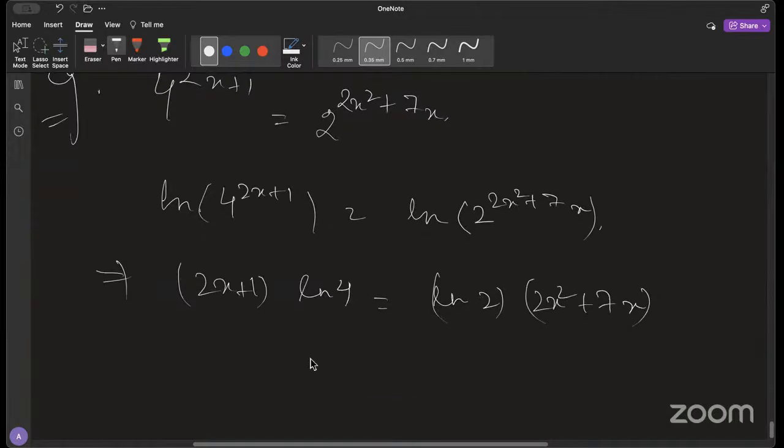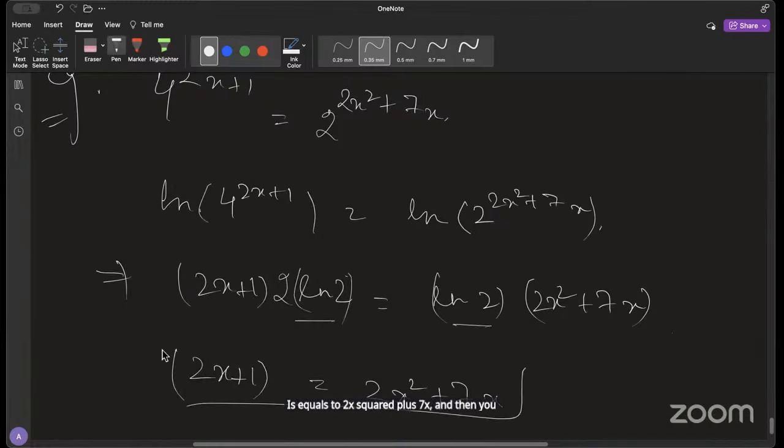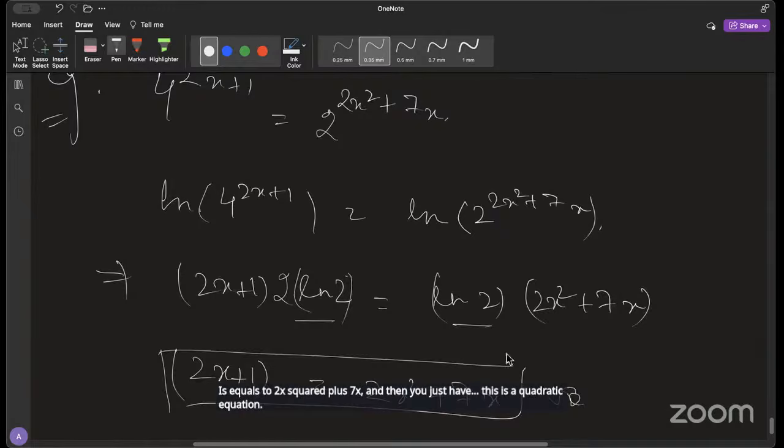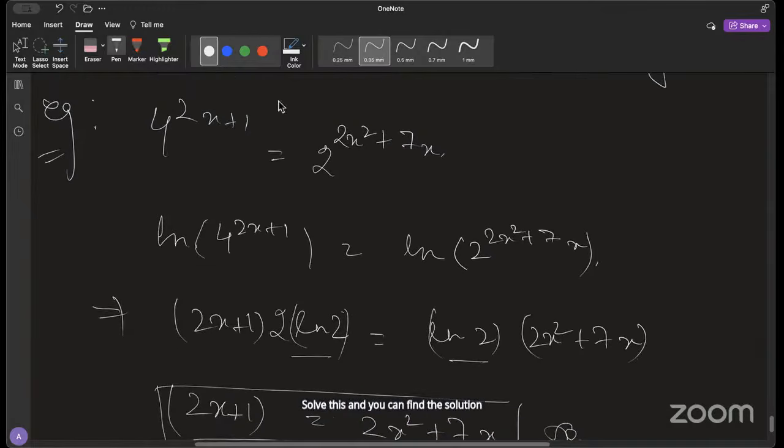And natural log of 4 can be written as natural log of 2 square. So I can write this as 2 square, and then this 2 will come out. So this will be 2 here, natural log of 2. These natural log of 2 will get cancelled. So 2x plus 1 is equal to 2x square plus 7x. And then this is a quadratic equation. Solve this and you can find the solution to this equation.